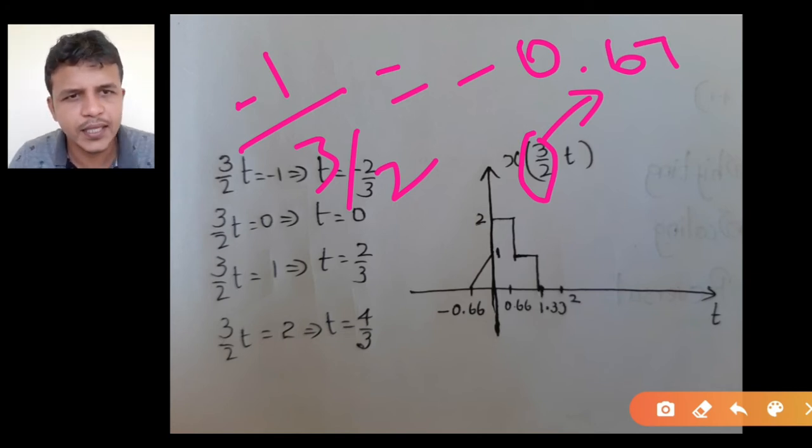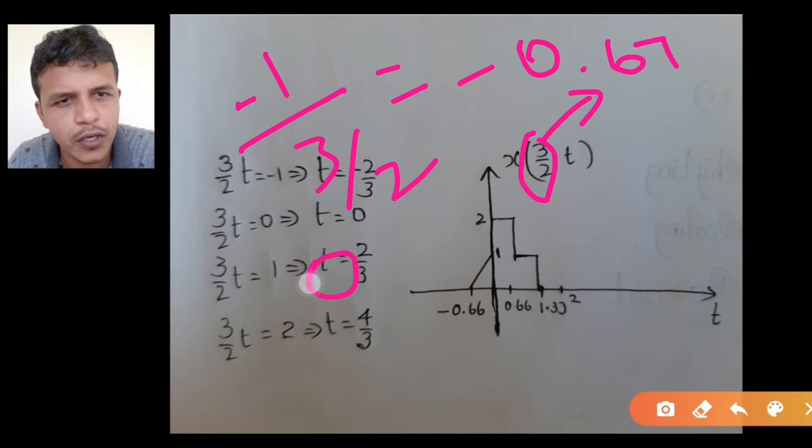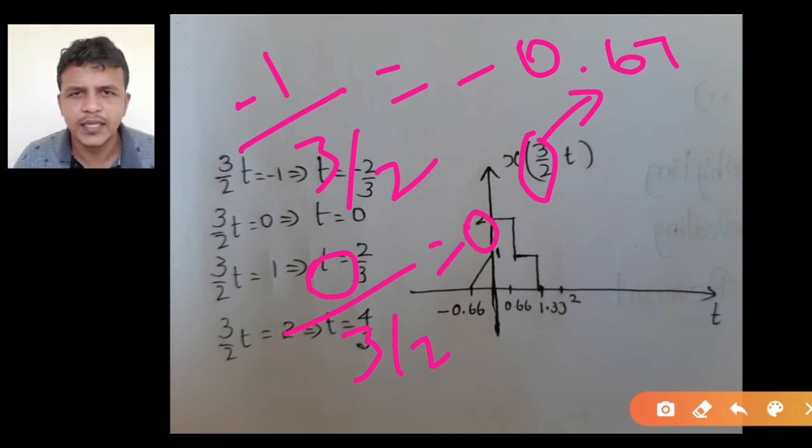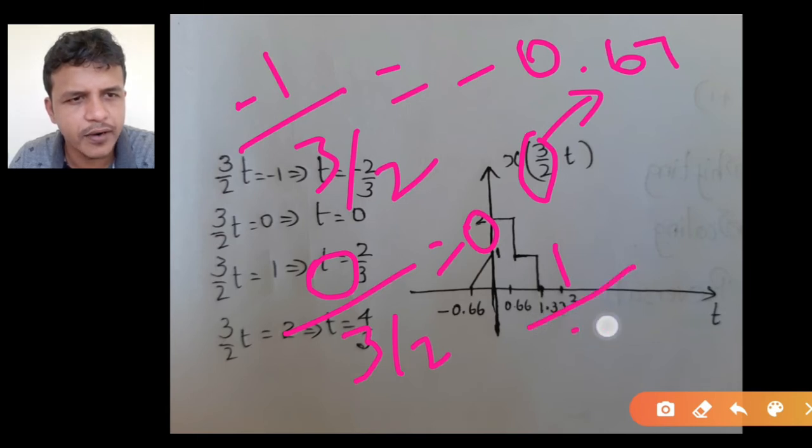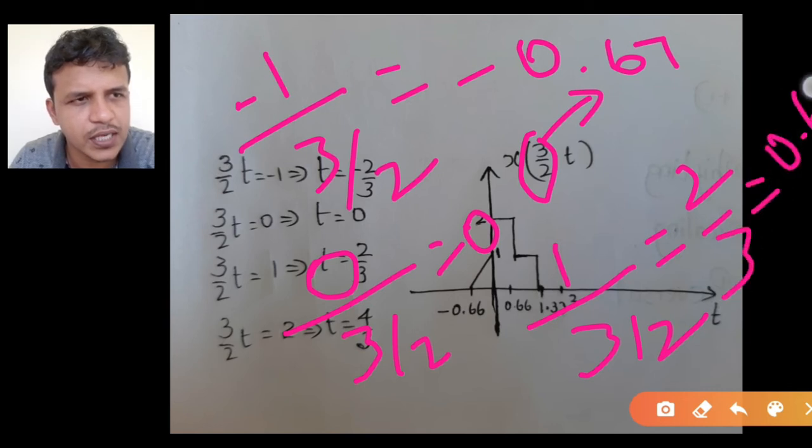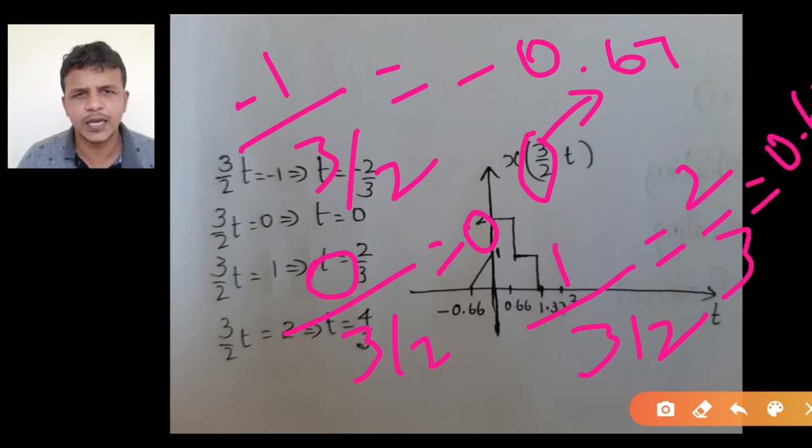Okay, and the thing that happened at 0 for x of t should happen at 0 divided by 3 by 2, that is equal to 0. Then the thing that happened at 1 for x of t should happen at 1 divided by 3 by 2, that is equal to 2 by 3, that is equal to 0.67, for x of 3 by 2 into t.